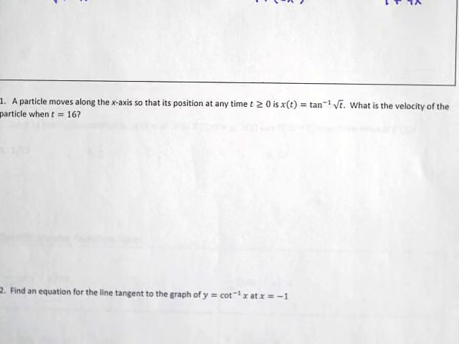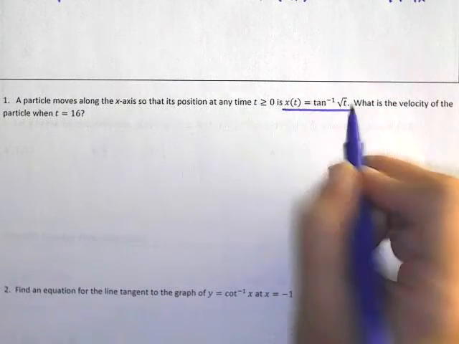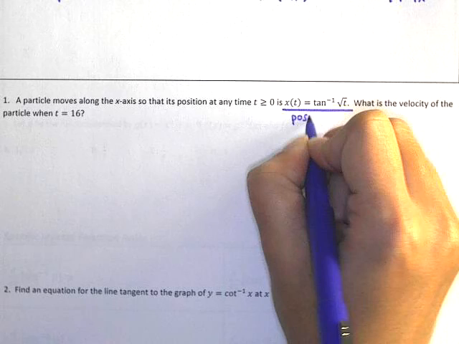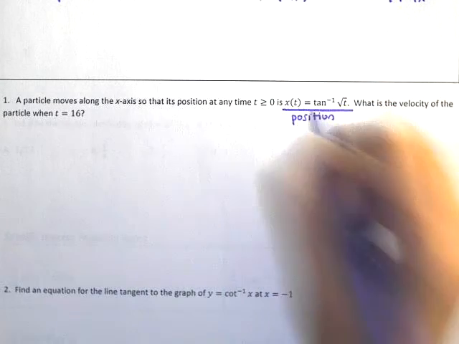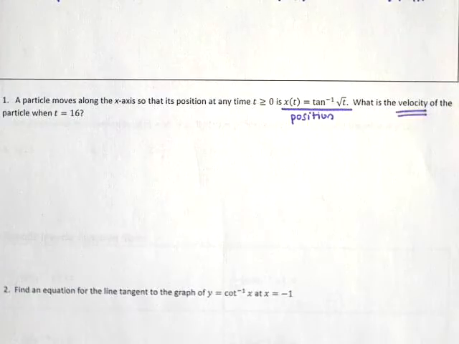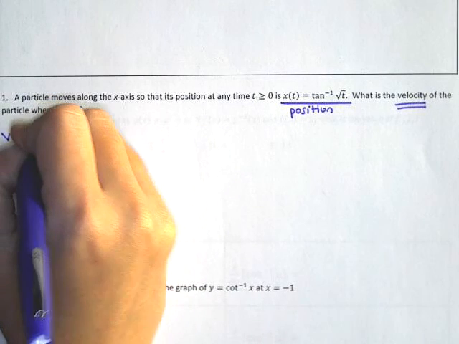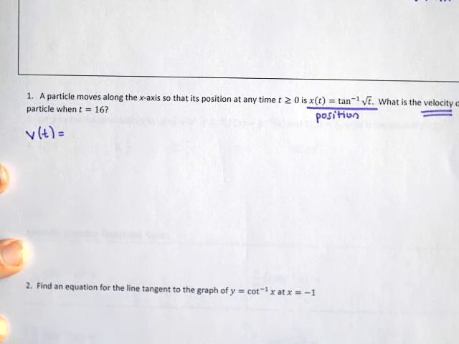Now, using what we know about derivatives, let's see if we can answer this question. A particle moves along the x-axis so that its position function is this guy. What is the velocity of the particle when t is 16? Well, to figure out velocity, I know I need the derivative of position. So let's start by figuring out our velocity function. So v of t equals.